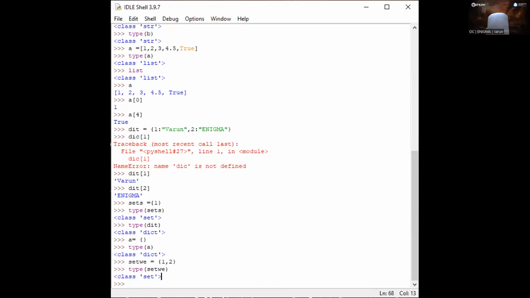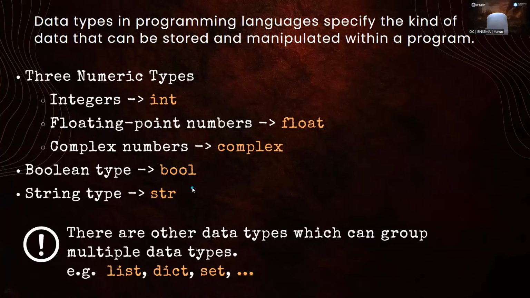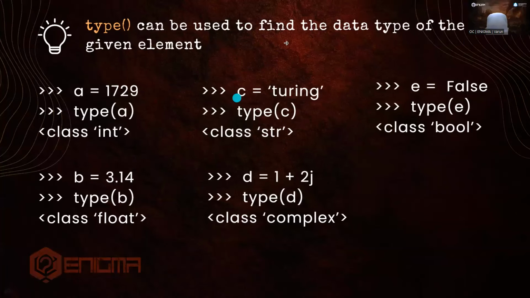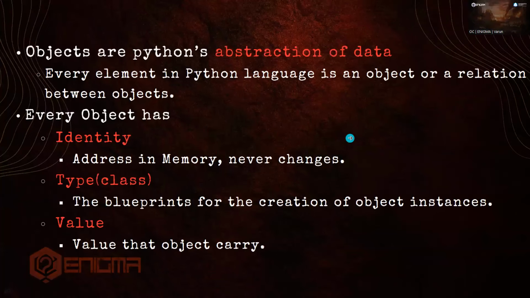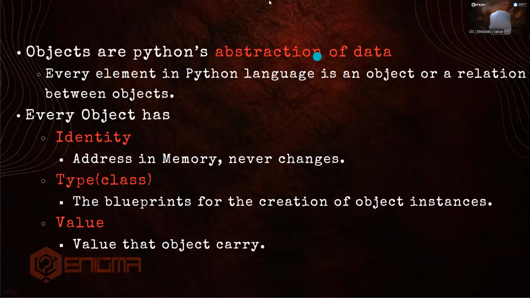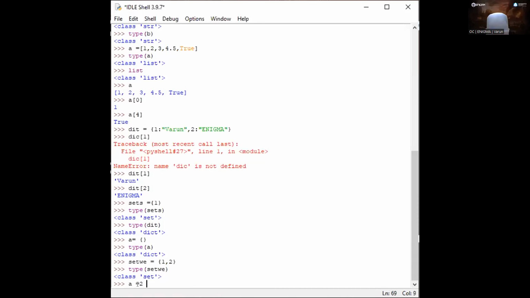So that is about the basic data types of Python. These are the examples I have gone through, and now we'll move on to objects. What an object means is everything. If you say A is equal to 2, if you define A is equal to 2, this A is equal to 2 is an object. This 2 itself is an object.